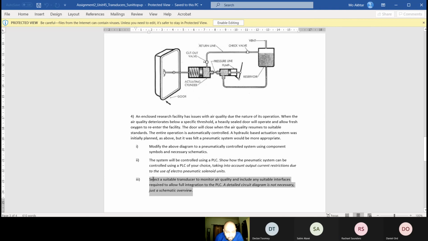Now this part is a bit tricky. Select a suitable transducer to monitor air quality and include any suitable interfaces required to allow full integration to the PLC. A detailed circuit diagram is not necessary, just a schematic overview. Now, you've got to find sensors that detect air quality. There are sensors that detect air pressure, but we're not talking about that. There are specific sensors that can detect purity of air.